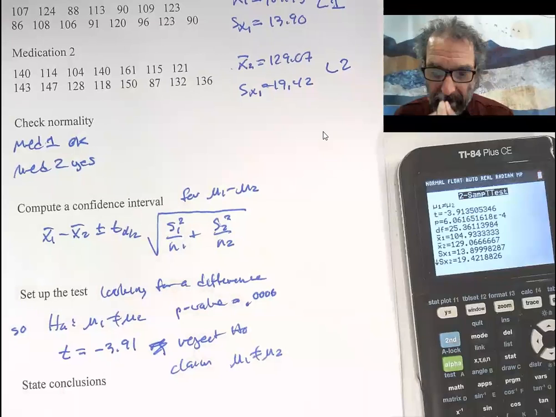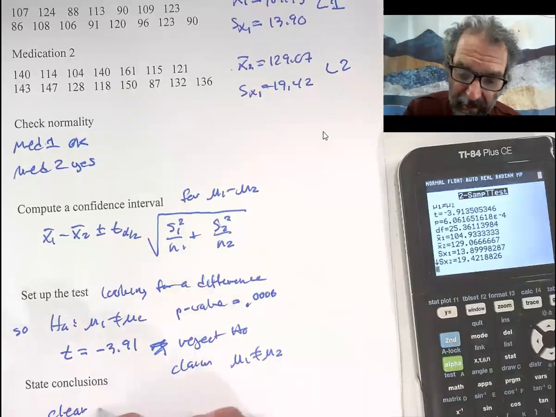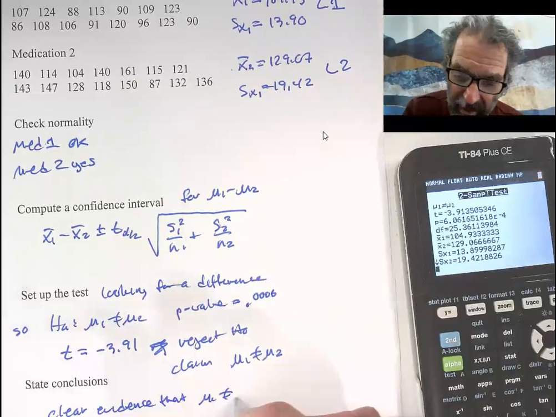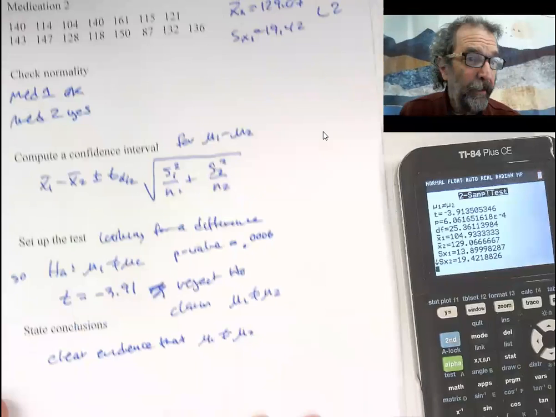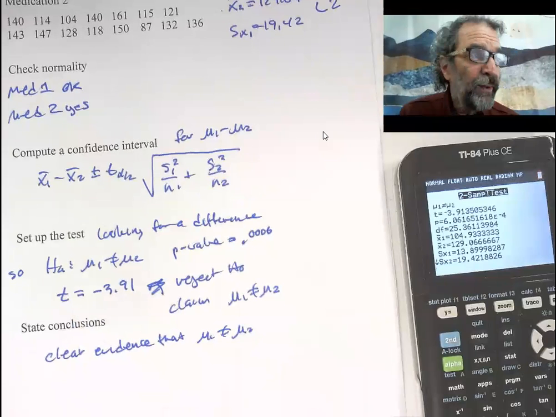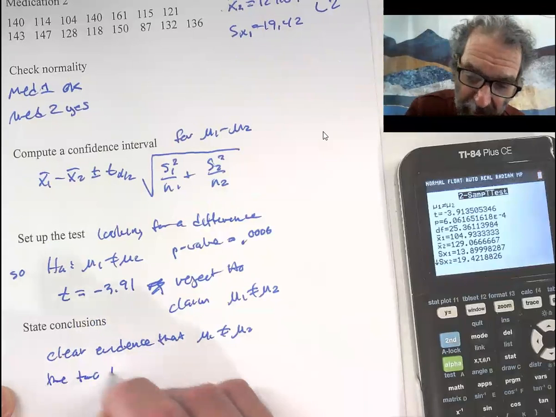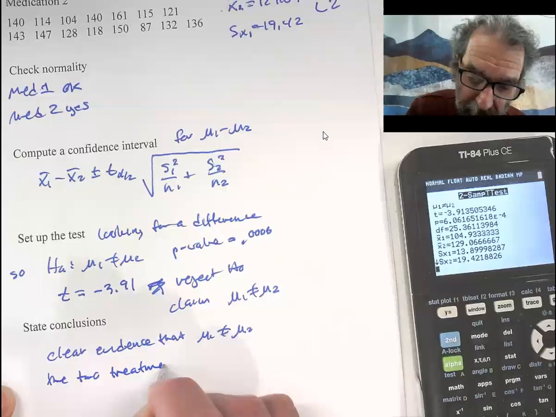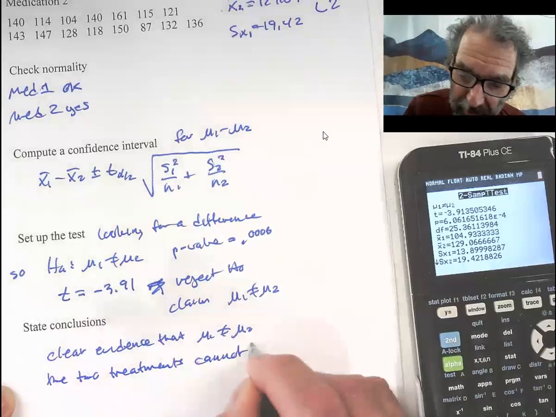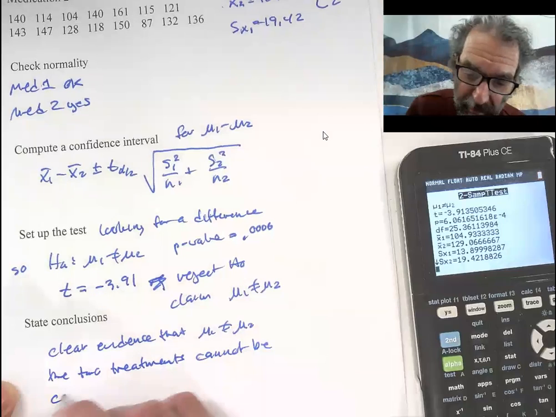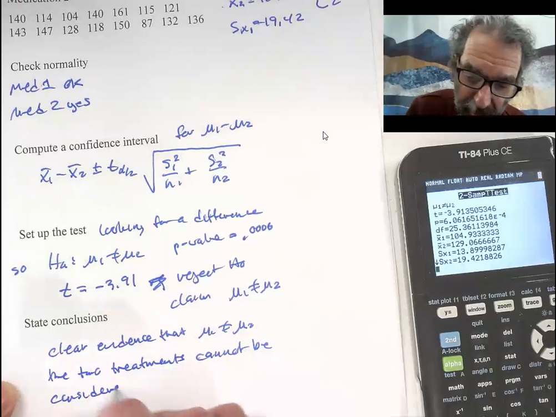It's really tiny. And so we'll say up here, clear evidence that mu1 is not equal to mu2. So the two treatments are not the same. Two treatments cannot be considered about the same.